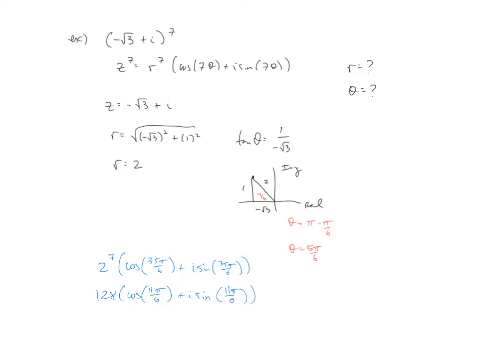So over here to the side, we'll have our 128, and then cosine of 11 pi over 6 would be root 3 over 2. And then we have our plus I sine of 11 pi over 6, which would be negative 1/2 I. And then finally, when we distribute the 128, we'll get 64 root 3 minus 64I for our final answer.